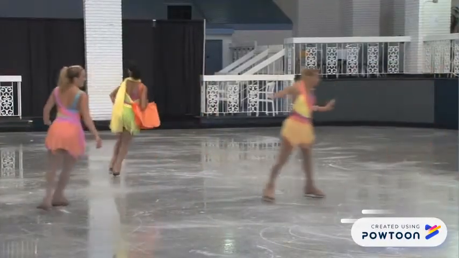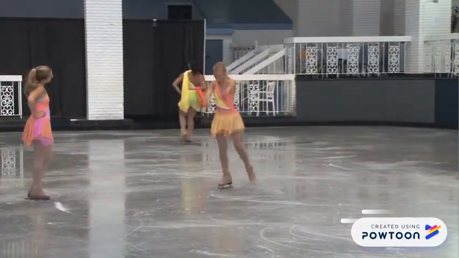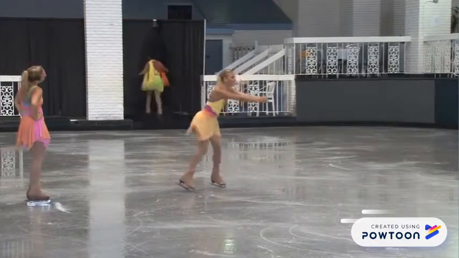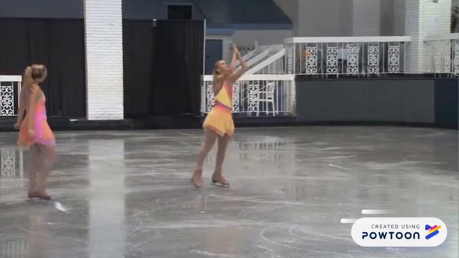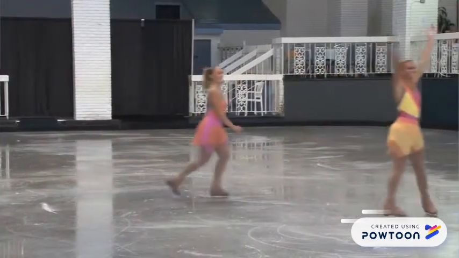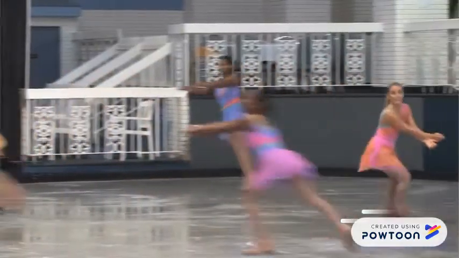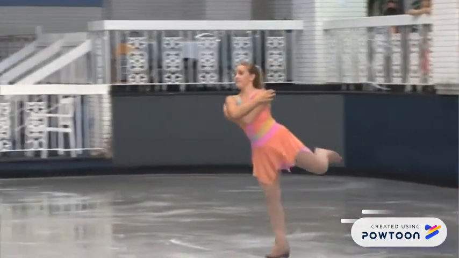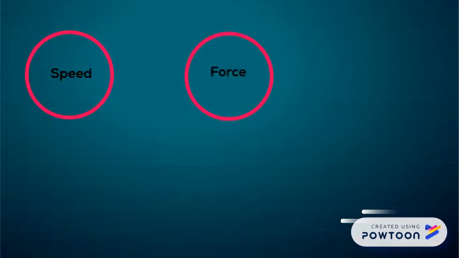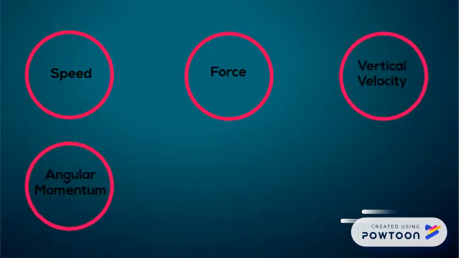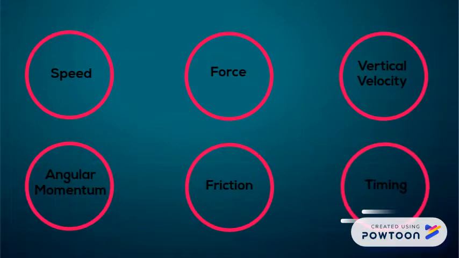Figure skaters not only have to perform incredible feats of human strength and agility, but they also have to push the limits of what is humanly possible while making their movements look easy. Their motions appear graceful and smooth as they hurtle their bodies through the air with nothing but the hard ice below. Although skaters can make their sport look easy, executing the perfect jump requires a precise combination of speed, force, vertical velocity, angular momentum, friction, and of course, timing.